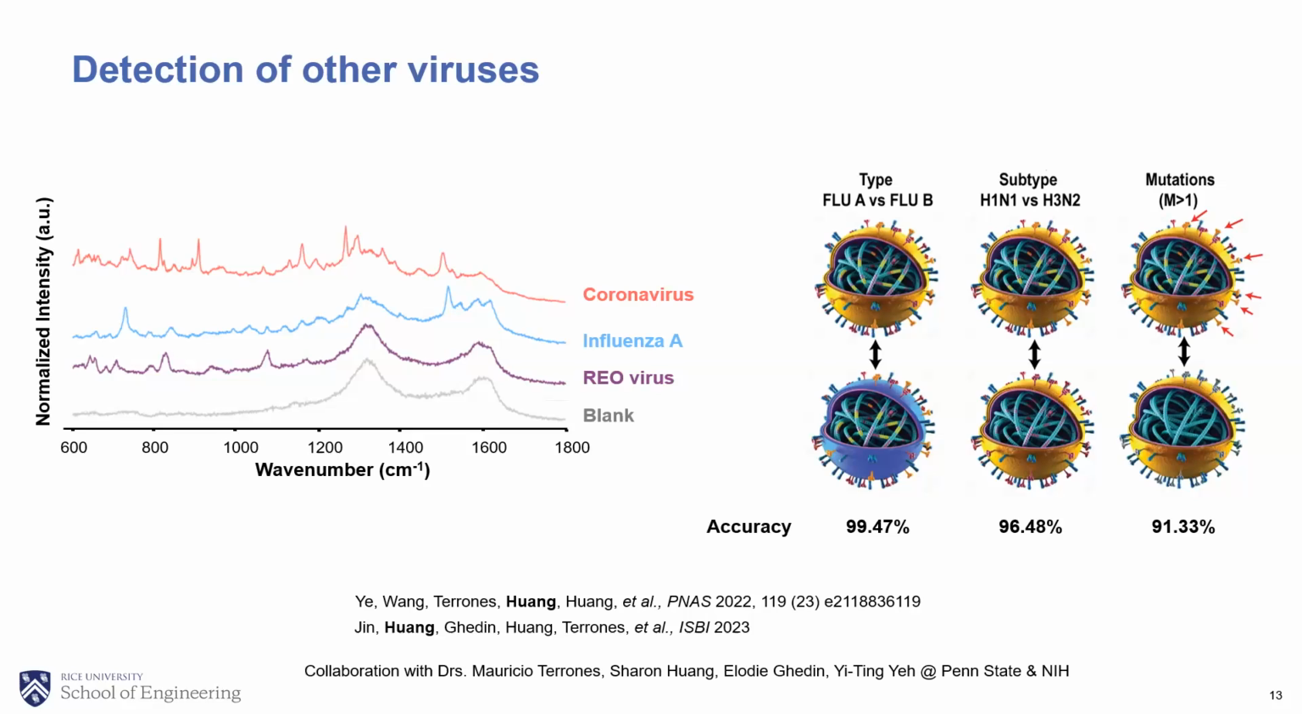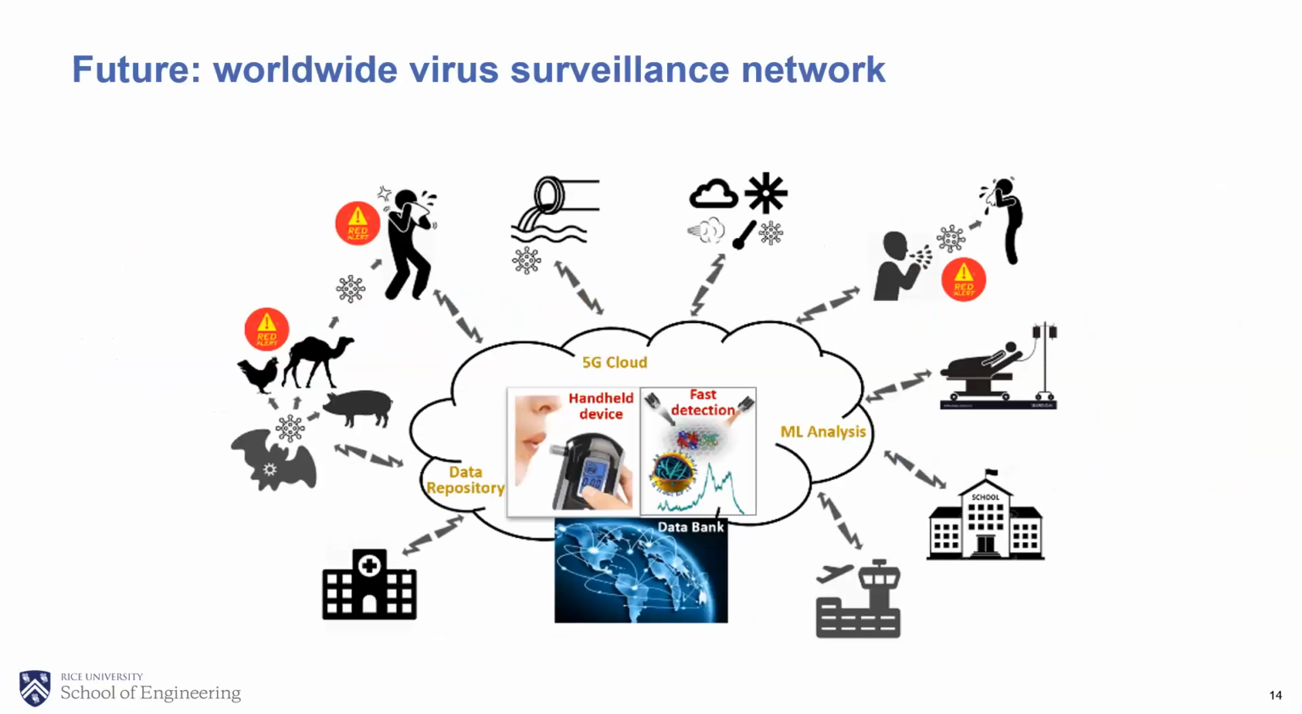Next slide. With this Raman sensing tool, a machine learning framework, and together with a virus data bank, we can potentially build a worldwide virus surveillance network. We can build nanosensors and put them in different locations, like in hospitals, airports, and schools, even in farms and wilderness. And these sensors can form a global internet of sensors. It can give us early alarm of potential virus outbreaks and potential mutations of a virus. Next slide.